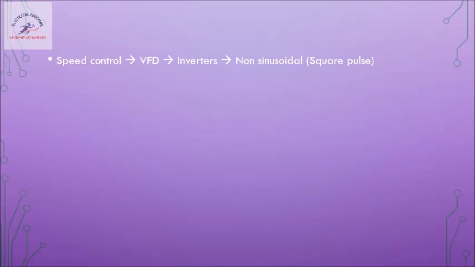So we go for V by F control, and varying the frequency of a sinusoidal supply is possible only by rectifying it and then feeding it through an inverter. Now these inverters will give us pulsed square waves. This is one of the ancient techniques where we get square pulse waves. We call this the pulse width modulation technique.